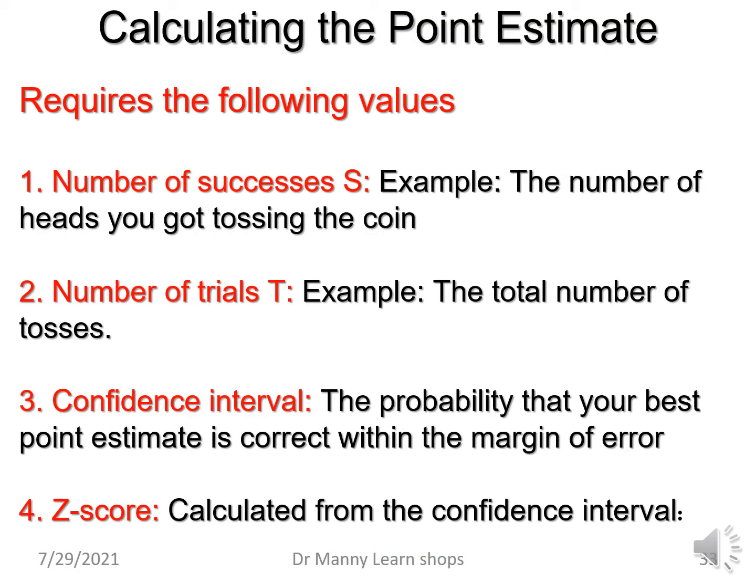So calculating the point estimates requires the following values: the number of successes, which means the number of heads you got tossing the coin; the trials, the number of times you tossed the coin; the confidence interval, which is the probability that your best estimate is correct within the margin of error; and the Z-score, calculated from the confidence interval.